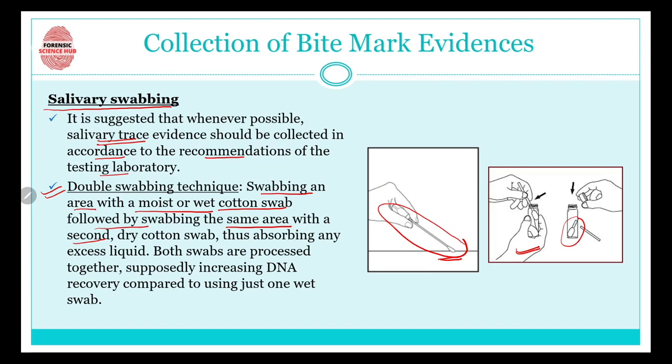Then another swab is taken, and that swab is not wet, it is a dry cotton swab, thus absorbing any excess liquid that is left at the place. Both swabs are processed together, supposedly increasing the chances of DNA recovery compared to just using one wet swab. So I hope you understand why the double swabbing technique is used, because the chances of getting the DNA are increased as compared to the single swabbing method.